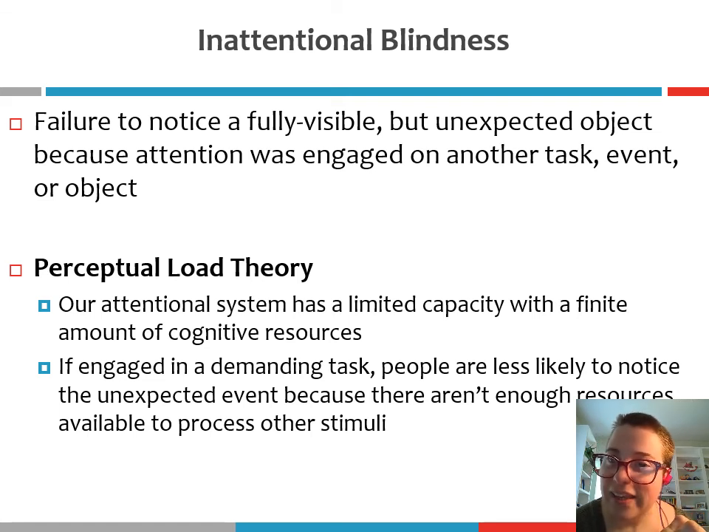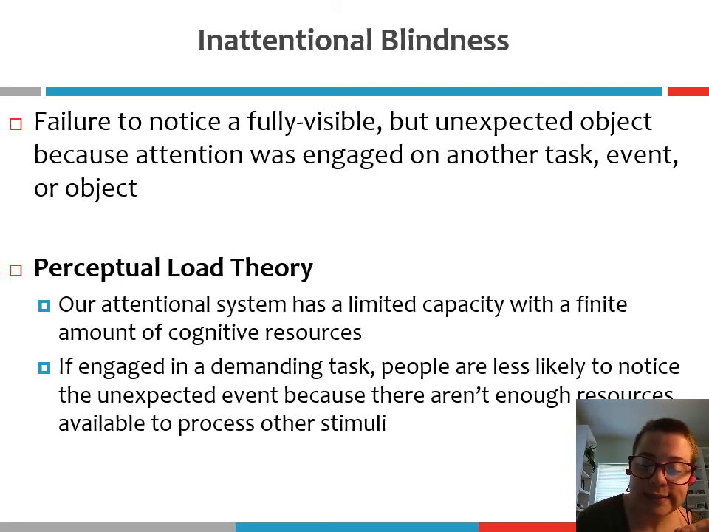So in the preceding examples, people were very, very busy. Their attentional resources were devoted to counting those passes or to measuring the length of both of those lines. And because of that, they failed to notice the unexpected object or the unexpected event. So the particular theory that psychologists posit to explain this phenomenon is called perceptual load theory.